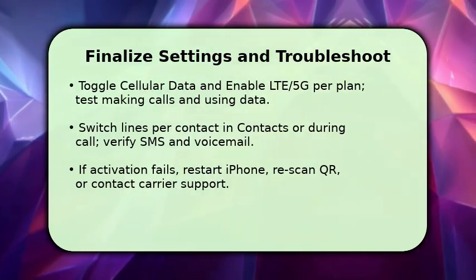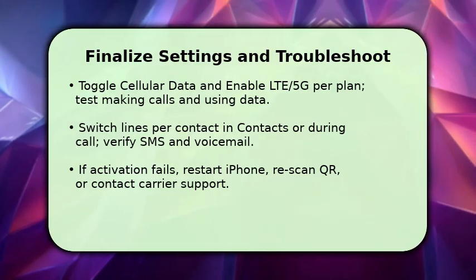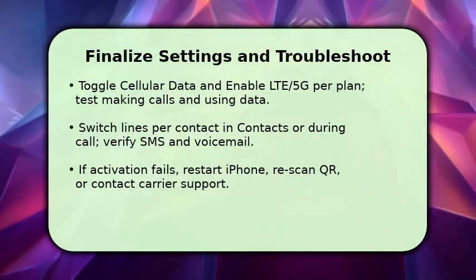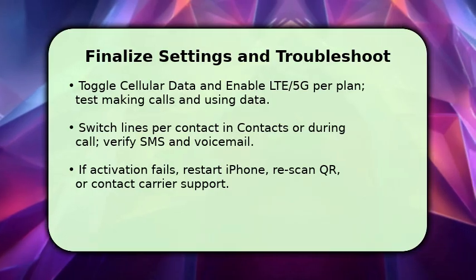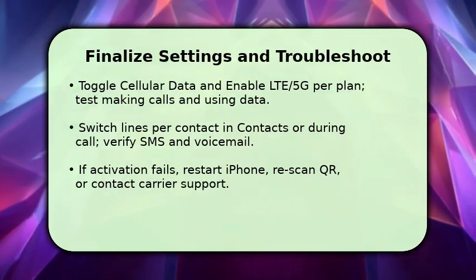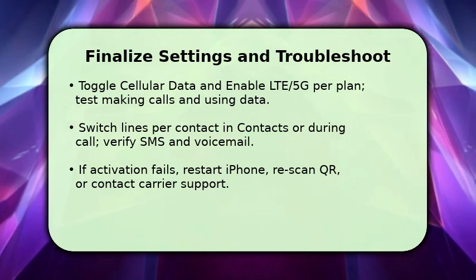If something goes wrong, restart the iPhone, rescan the eSIM QR code, and if activation still fails, call your carrier. Often a simple carrier-side activation fixes lingering issues.